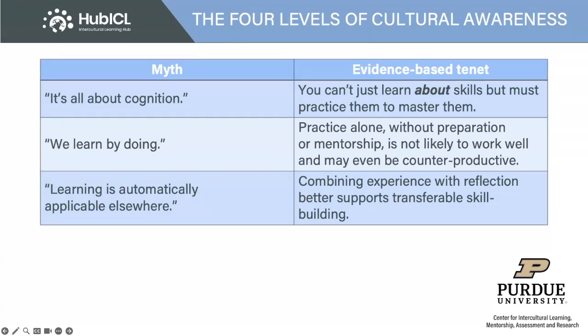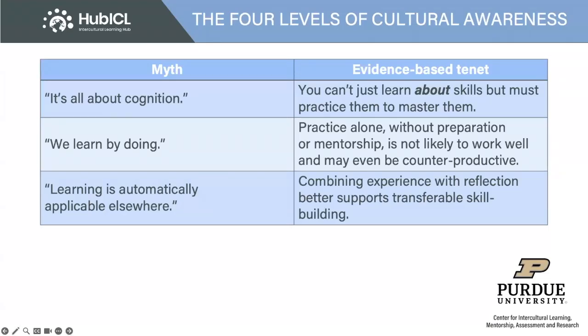So the first is that it's all about cognition when learning a new skill. But the evidence-based tenet that debunks this is that you can't just learn about skills, but you have to practice them to master them. Another common myth is that we learn by doing, so that everything is experience. The evidence-based tenet that debunks this myth is that practice alone, without preparation or mentorship, is not likely to work well and can even be counterproductive in some cases. The third and final myth we'll go over is that learning is automatically applicable elsewhere. And the evidence-based tenet that debunks this myth is combining experience with reflection better supports transferable skill building.